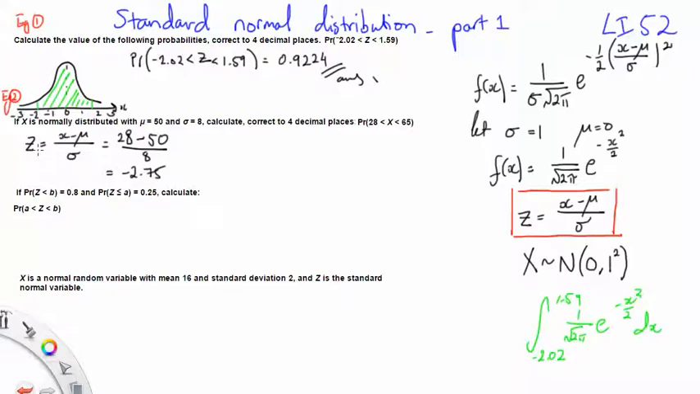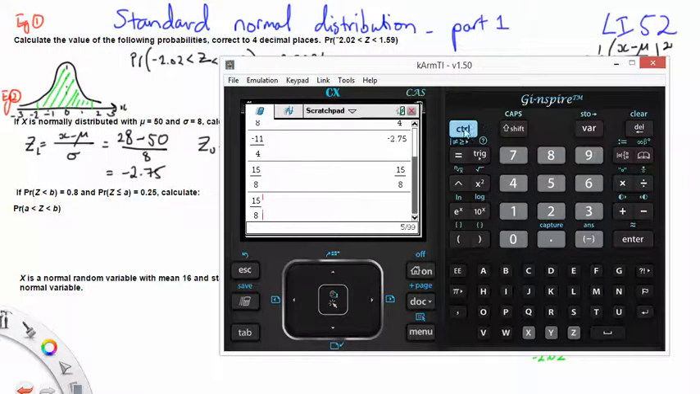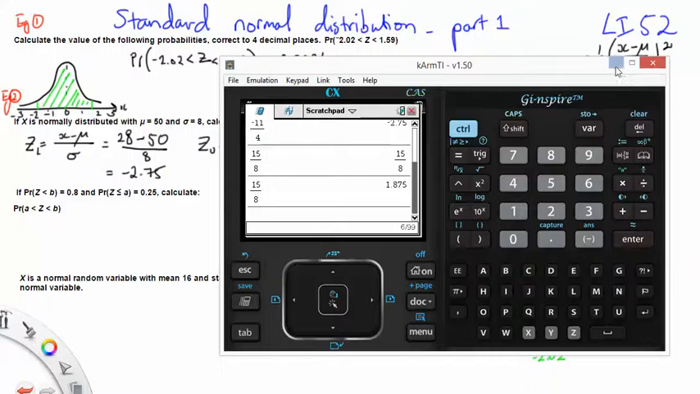Okay, so we'll call that Z lower if you like. Let's calculate Z upper equals x minus mu on sigma. Our x is 65. Subtract off the mean, divide by the standard deviation. So we get 15 on 8. 15 over 8, yes, I want a decimal. Decimal 1.875.